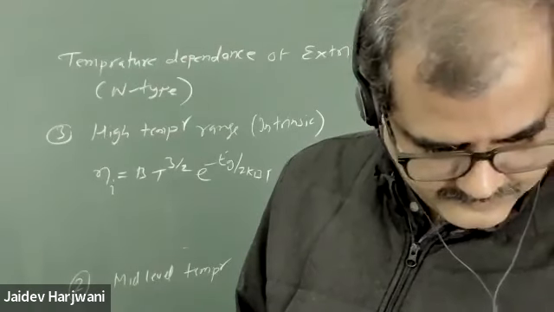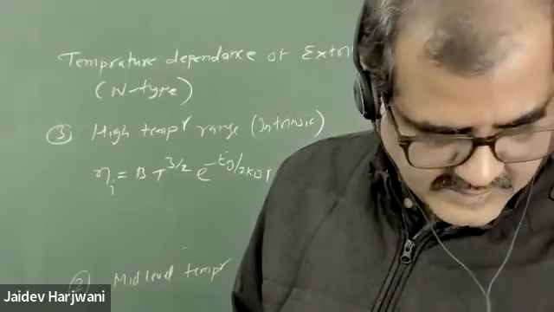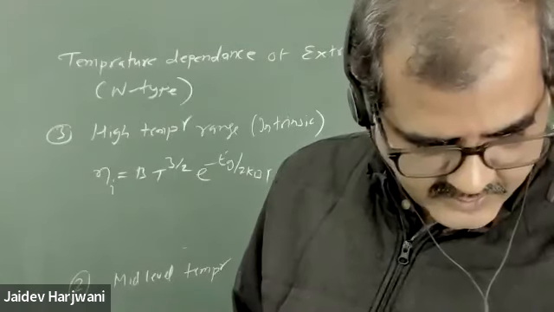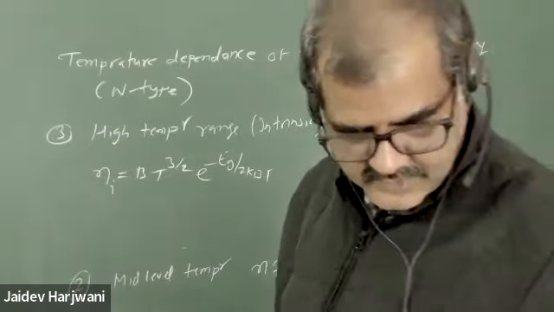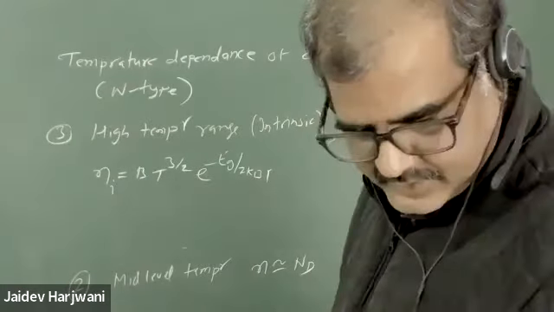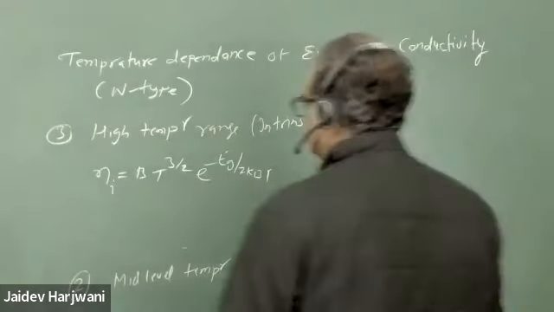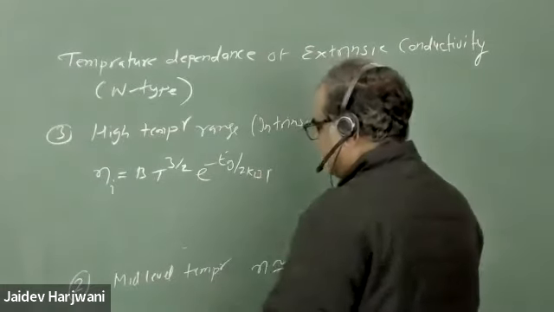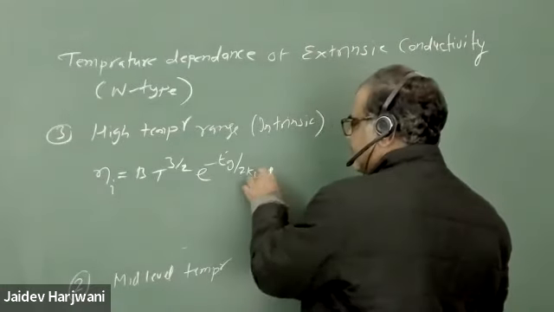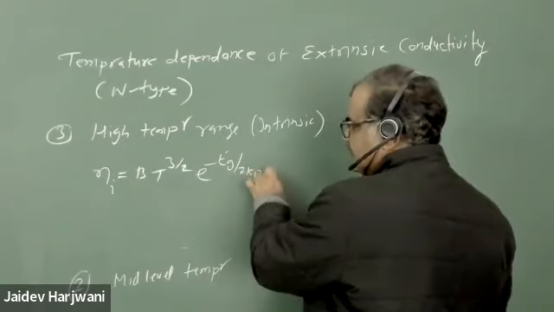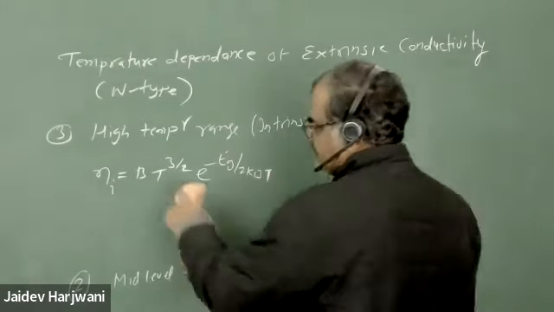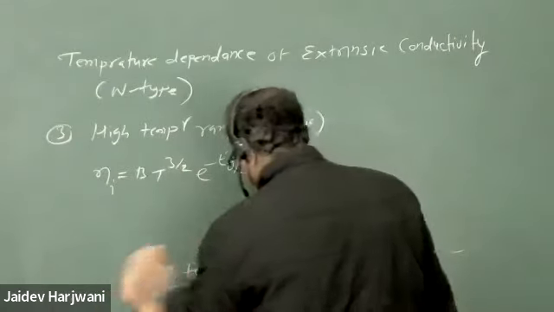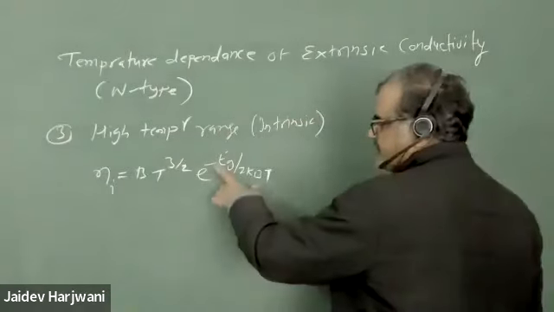Yes, sir. Just now you have carrier concentration. Okay, you can find now your conductivity. So at high temperature, what happens? This exponential factor will dominate. This temperature range will not dominate at high temperature. So this exponential term will dominate.